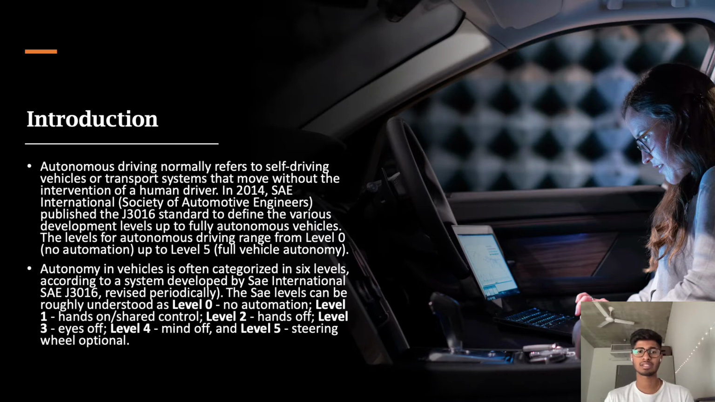The SAE levels can be roughly understood as: level 0, which is no automation; level 1, which is hands-on or shared control; level 2, which is hands-off; level 3 is eyes off; level 4 is mind off; and level 5 is steering wheel optional.